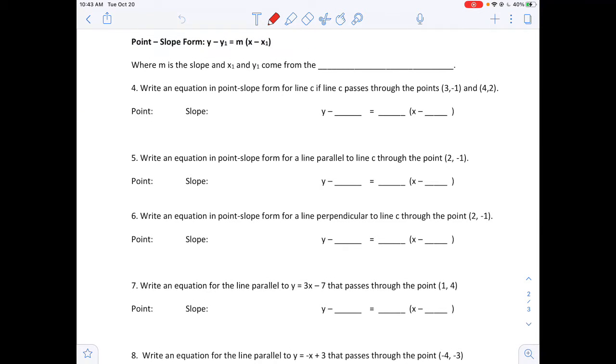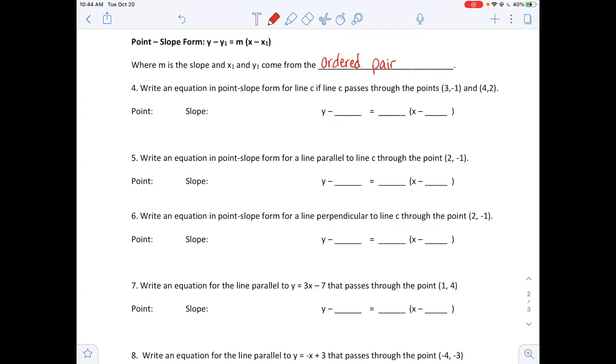All right, let's talk about writing our equations in point-slope form. So that's our y minus y1 equals m times x minus x1, where m is going to be our slope, and x1 and y1 come from that ordered pair, and it doesn't matter which one you pick if you're given 2.